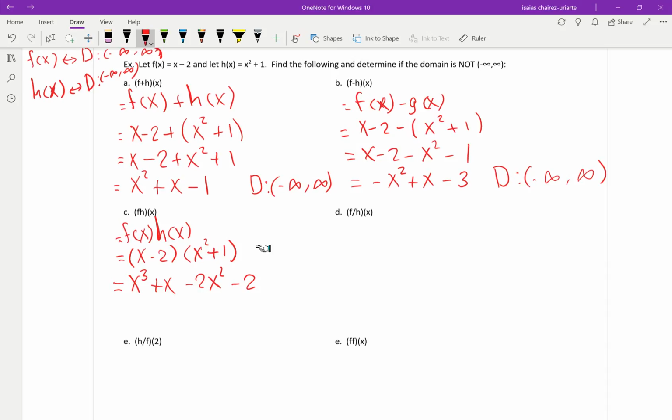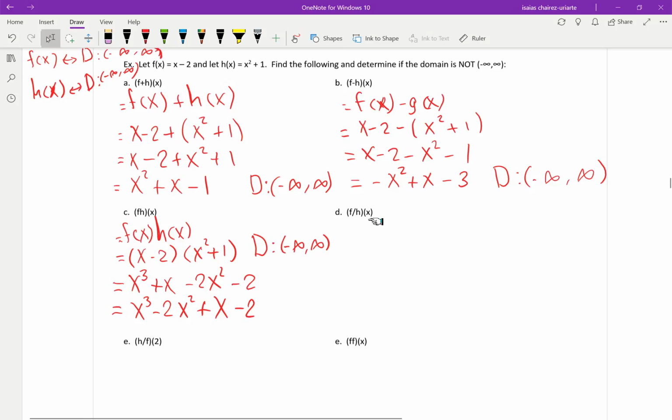Now let me just rewrite it in descending order here. So x cubed minus 2x squared plus x minus 2. So that's my new function. It's the product of the two original ones. And what's the domain here? Well, again, I think it's similar to the other two exercises that we've done. The domain is going to be from negative infinity to positive infinity. Because it's just the overlap, it's just the intersection of the original domains of our functions.